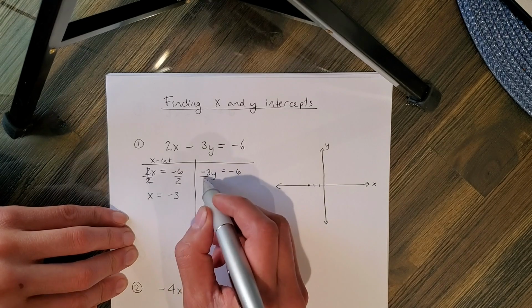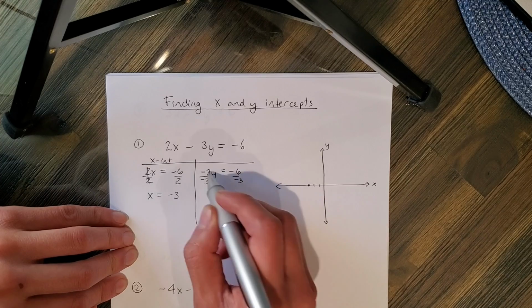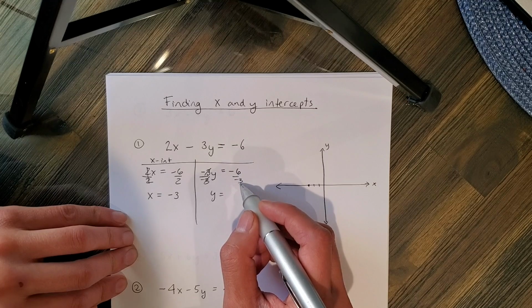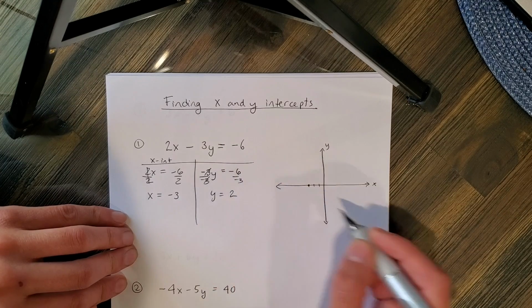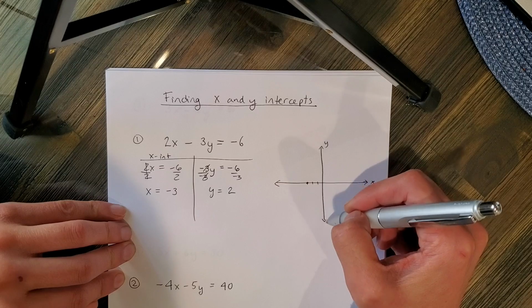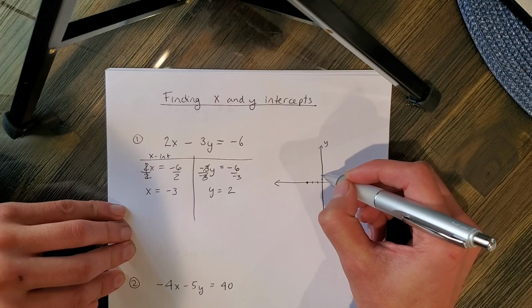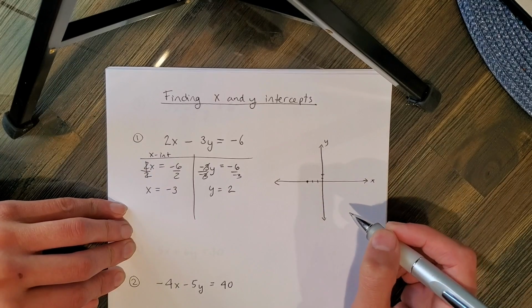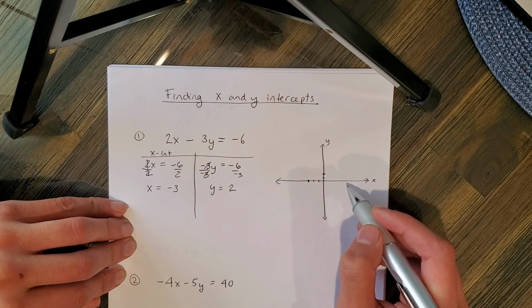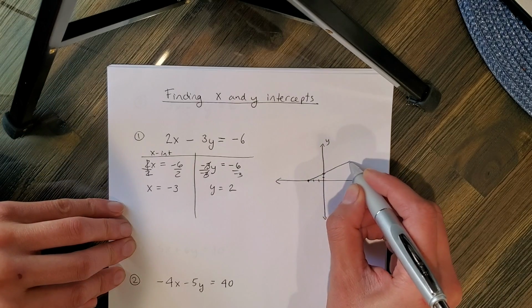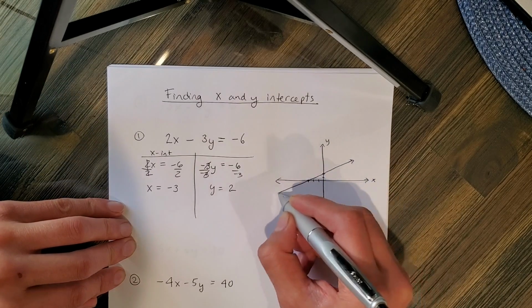So let's go ahead and divide by negative 3. And so we get y equals, well, what's negative 6 divided by negative 3? That's a positive 2. So now go on the y-axis and find positive 2. That's going to be 2 tick marks up. 1, 2. There you have it. So we have the 2 points, one on the x-axis, one on the y-axis, and all we need to do is connect them with a straight line.